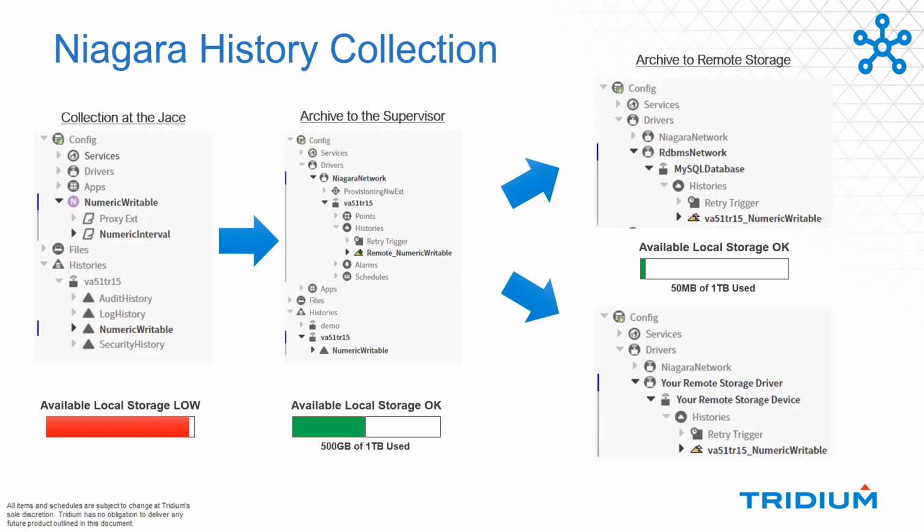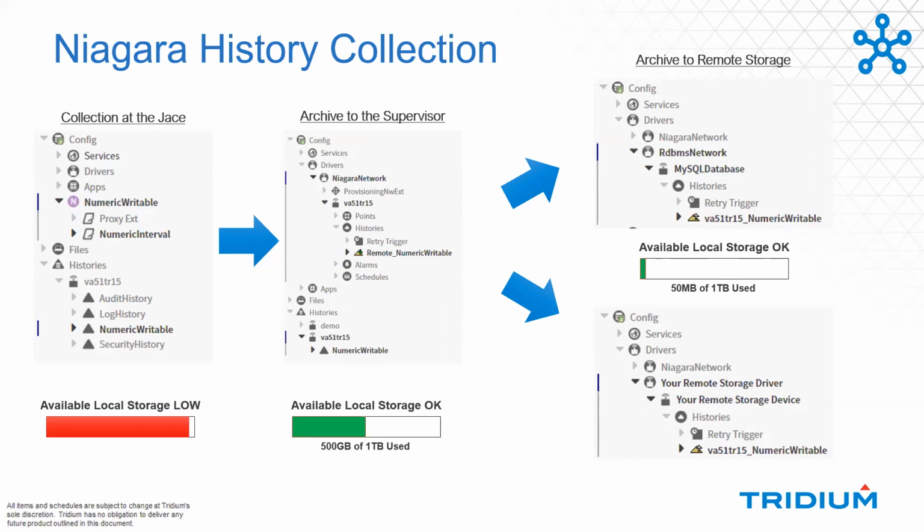So then we have a driver, the RDBMS network, RDBMS driver, that's going to provide you a way to take the history records from the supervisor and send them to an RDB database. Now, in this example, I'm showing off a specific driver that we've offered, the RDBMS network. And in this example, I've added a MySQL database out there. And this allows me to take records of this numeric writable history and create that history in the RDB database and then send the records up there.